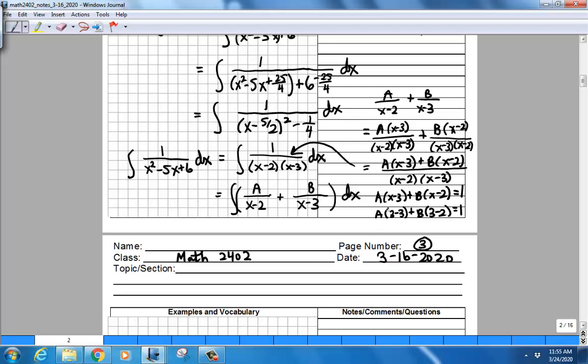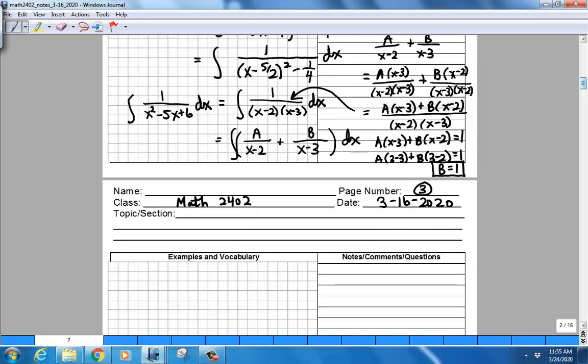And notice what happens when you substitute 3 for x. This disappears, because a times 3 minus 3 is going to be 0. And then b times 3 minus 2 is just going to be b. So notice you get b is equal to 1. Ta-da! Now we know what b is equal to. b has to be 1.